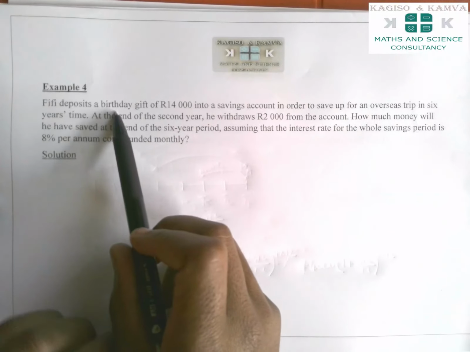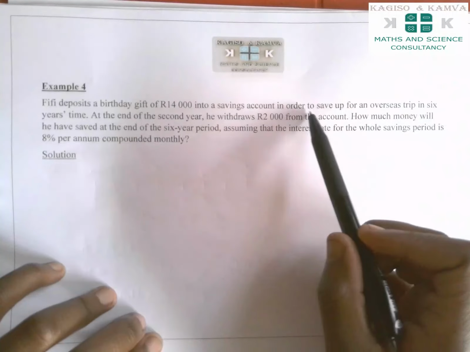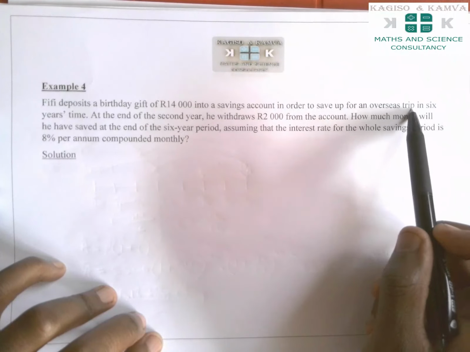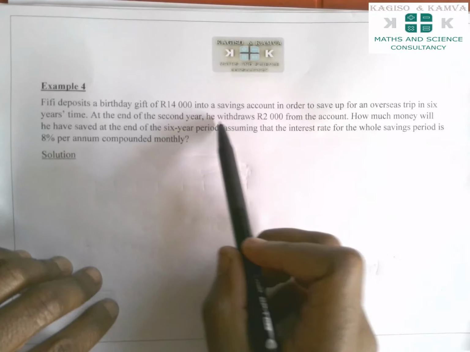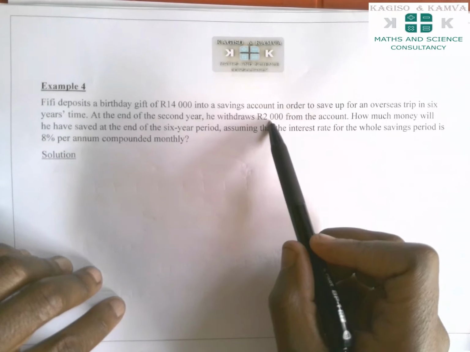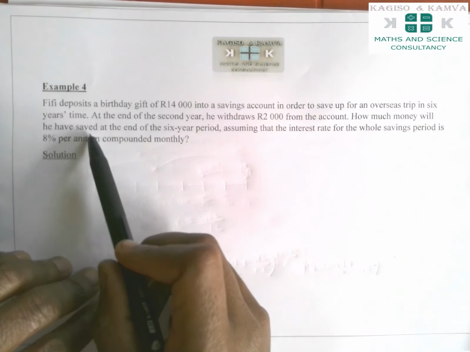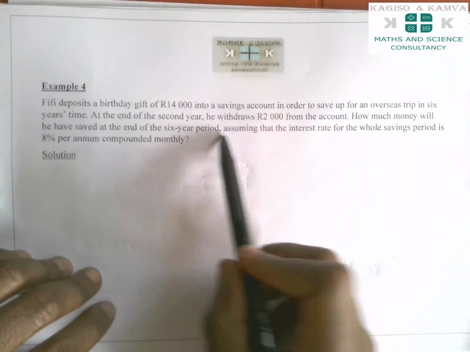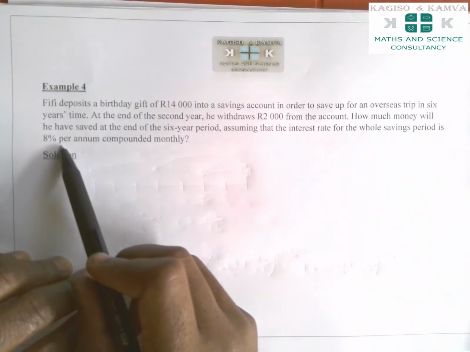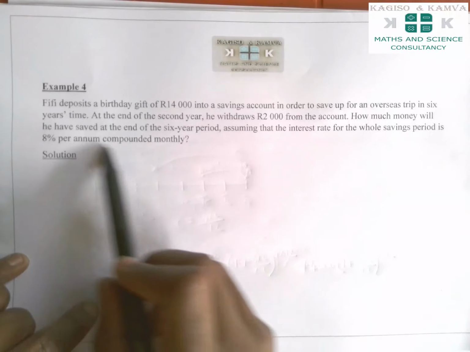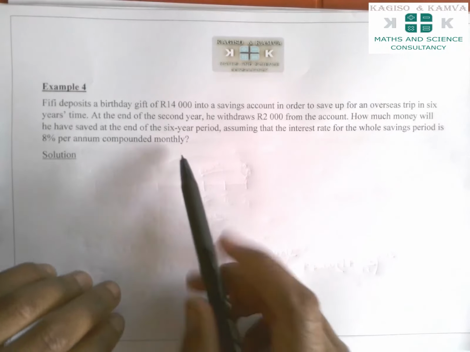Fifi deposits a birthday gift of 14,000 into a savings account in order to save up for an overseas trip in 6 years' time. At the end of the second year, he withdraws 2,000 rands from the account. How much money will he have saved at the end of the 6-year period, assuming that the interest rate for the whole savings period is 8% per annum compounded monthly.